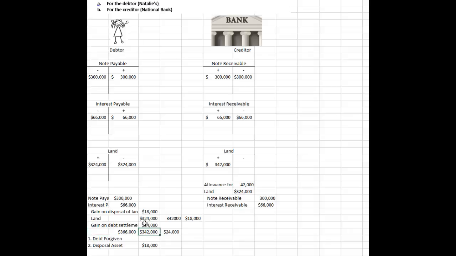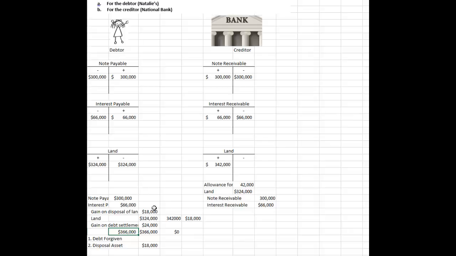And if we do that, then what you'll see is 366 matches 366, but it's important we break it into the two components, because the gain came from two different parts. One is the gain on debt settlement, and one is gain on settlement of land. And the reason that's important probably goes beyond the scope of what we're learning about here in debt settlement, but there are tax implications of that.